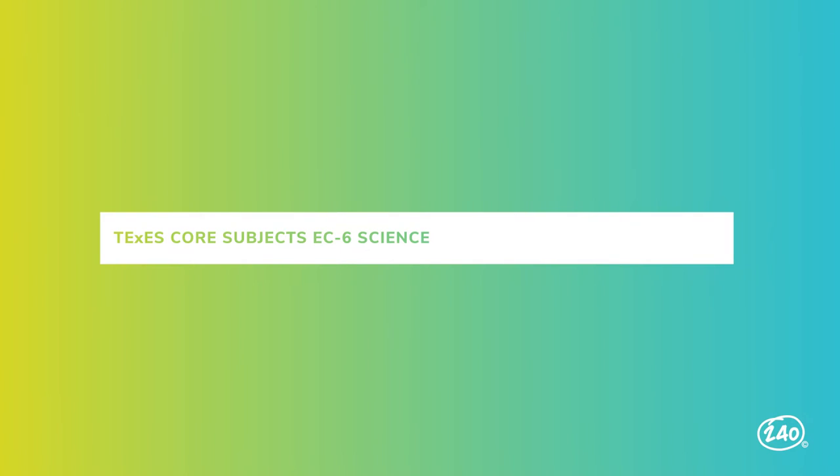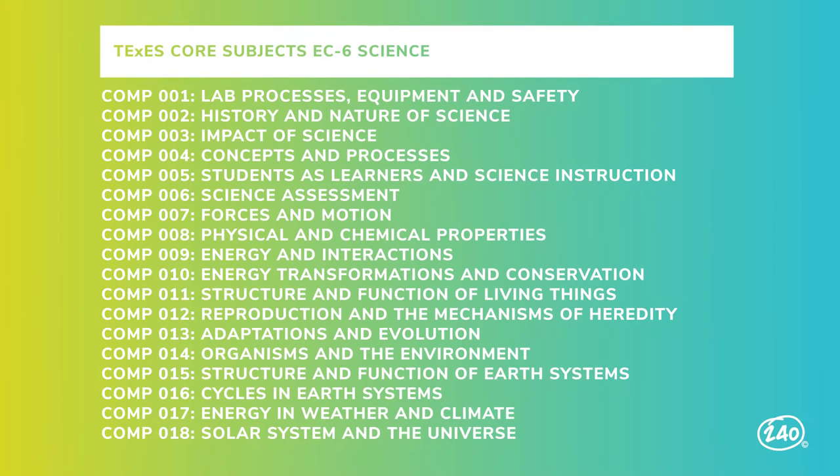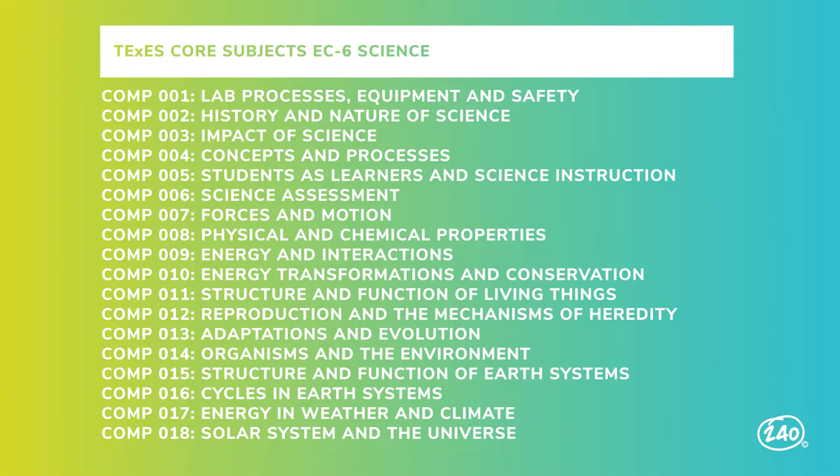Now, the core subjects EC-6 science subtest consists of 18 areas called competencies. Yeah, 18, that's a lot. That's more than any other test in the EC-6. Maybe we stop here and take a deep breath. Okay, we're ready. And don't worry, I'll help you make sense of all of them.